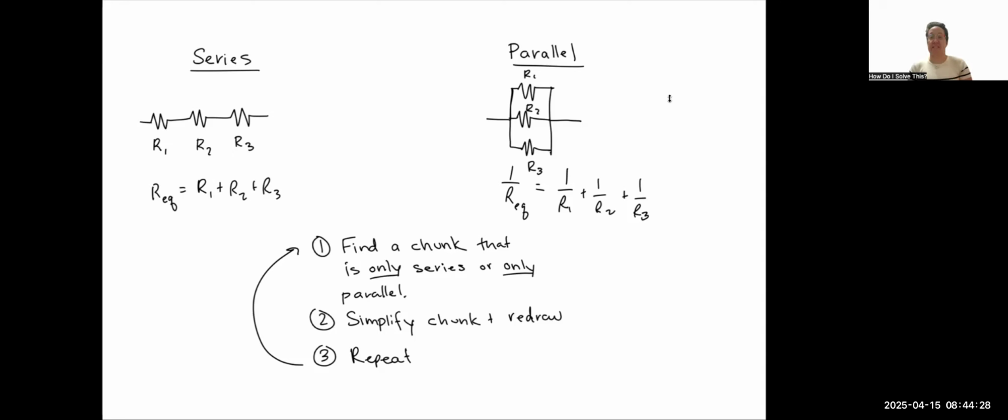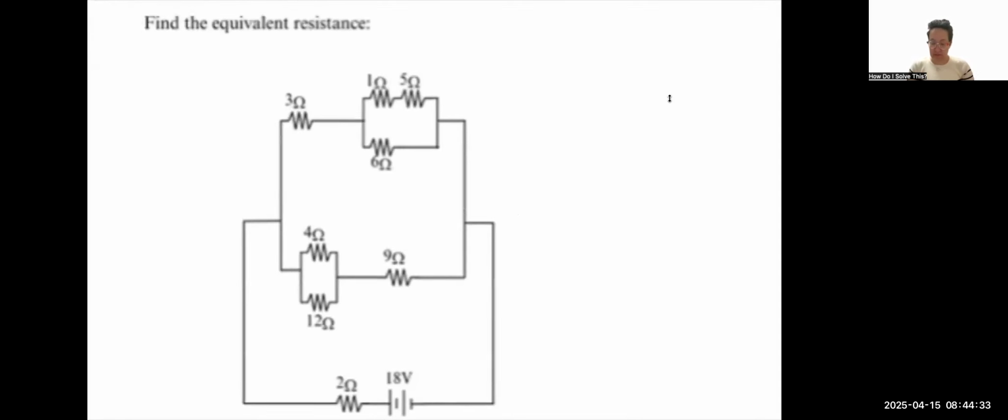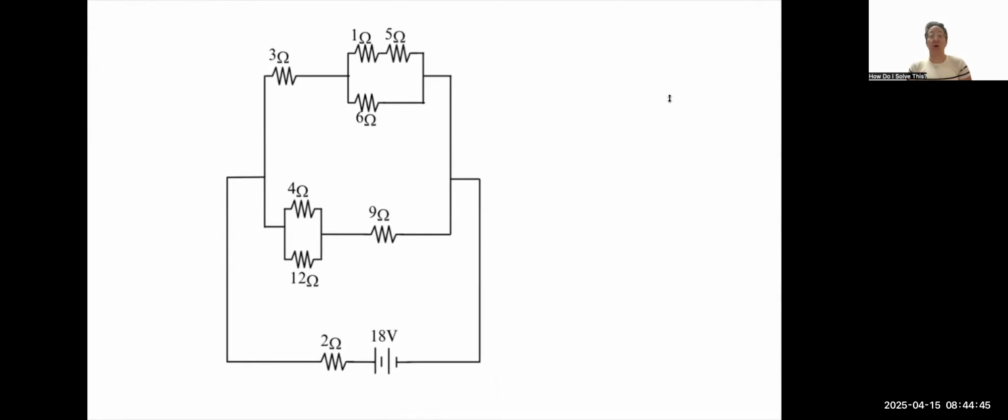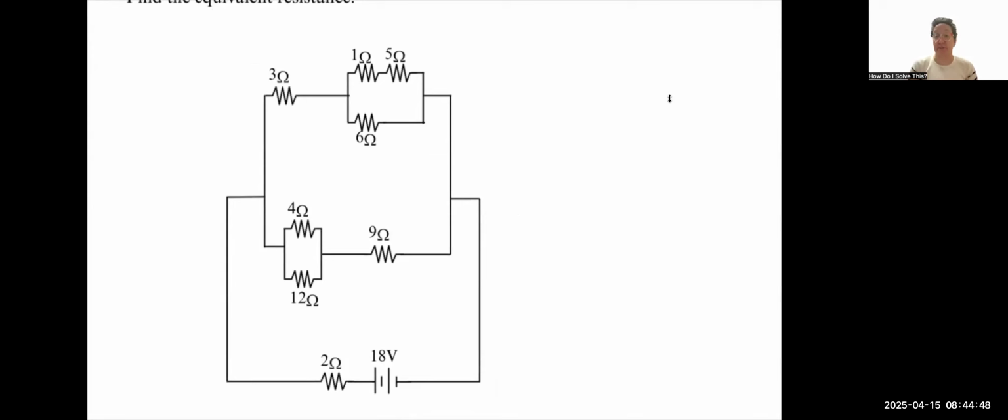So we're going to run through two circuits today, seeing how we would do that in action. As you may have guessed, this is our first one. So we're looking for anywhere where we see something that is only in series or only in parallel. And I see two. The first one I see is up here: I've got the 1 and the 5 that are just in series together. And the second one I see is down here: I've got this 4 and 12 that are only in parallel together. So in this first simplification, those are the two I'm going to work with.